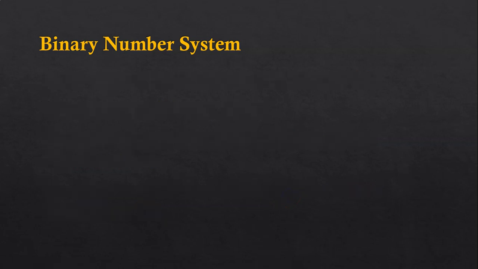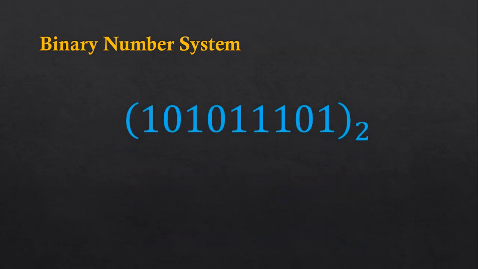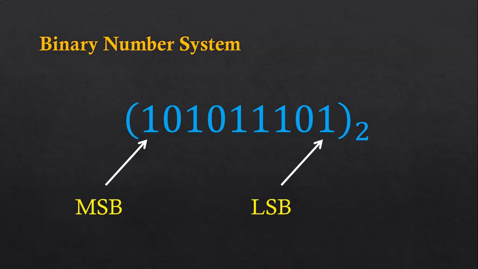We can see it over here. Suppose we take this binary number, then this bit is called MSB, that is most significant bit, and this bit is called LSB, that is least significant bit.